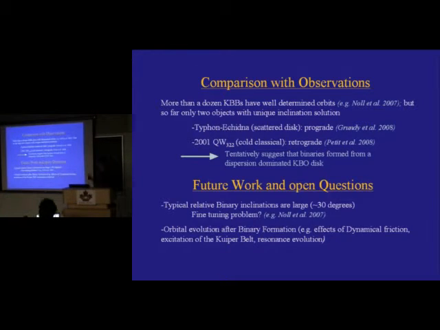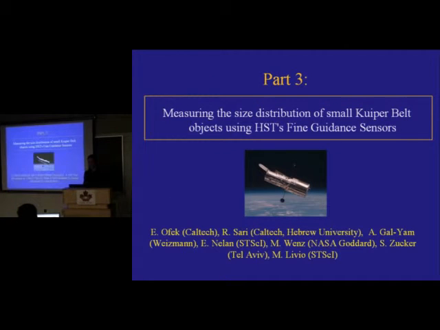The main future question, in my opinion, to address in the binaries is really their evolution after the formation, and what were the effects of the dynamical excitation of the Kuiper belt on the binaries, and dynamical friction. And there might also have been some resonant evolution. So that's future work.